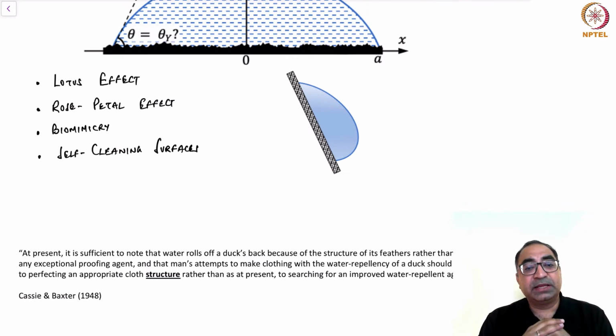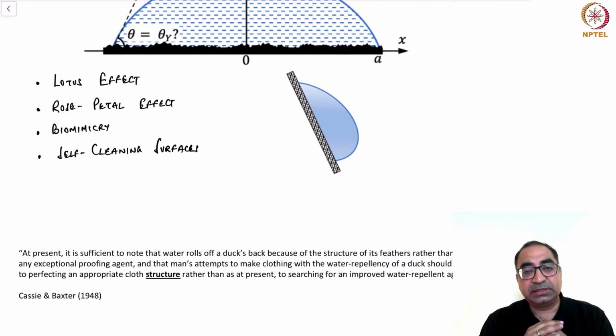It says, at present, it is sufficient to note that water rolls off a duck's back because of the structure of its feathers, rather than because of any exceptional proofing agent, and that man's attempts to make clothing with the water repellency of a duck should be directed to perfecting an appropriate cloth structure, and I highlight the word structure, rather than as at present to searching for an improved water repellent agent.